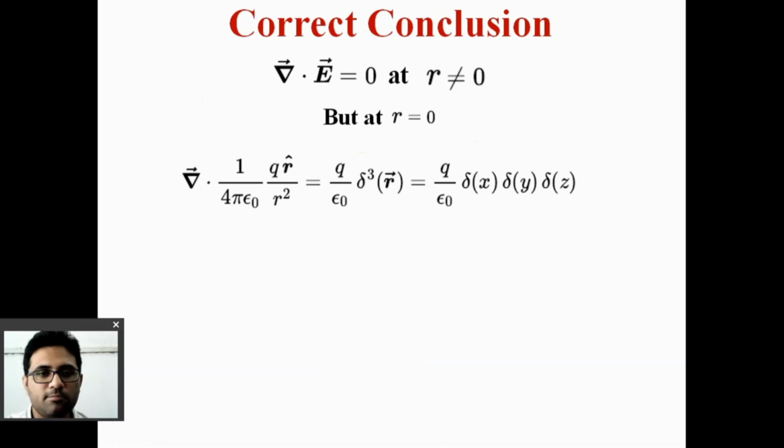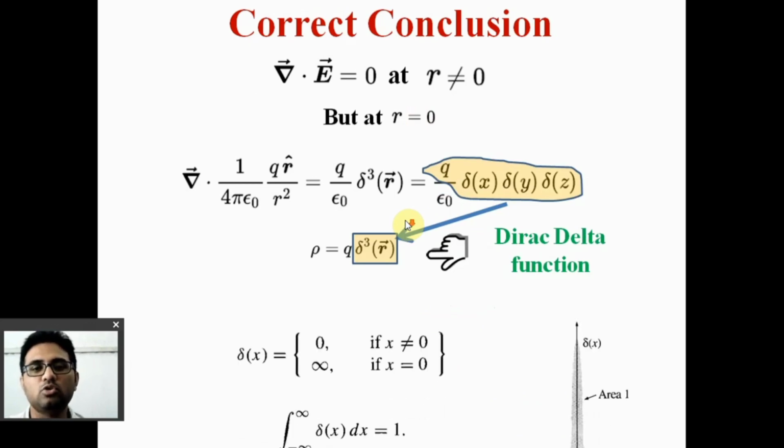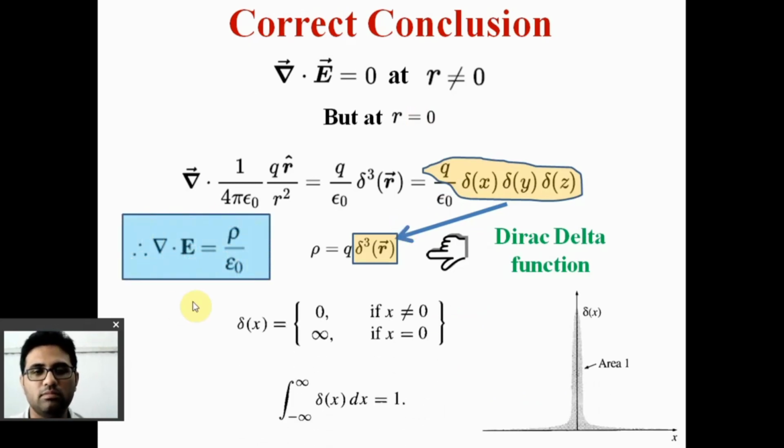This is an important point you have to remember when you are dealing with a function which is dependent on r, and especially of the 1 by r or 1 by r square type. If you are operating with the del operator, divergence or gradient, in that case you have to consider this Dirac delta function to solve this type of problem. So you have to remember this.